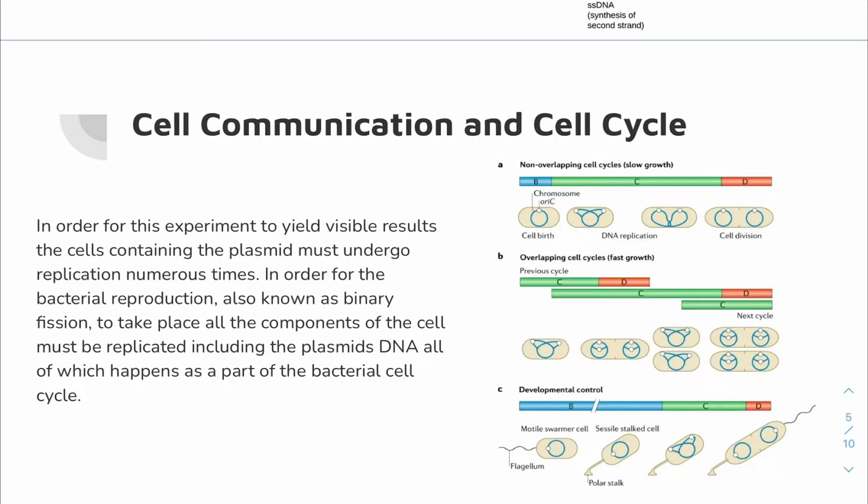is necessary for the proper reproduction, or as you can call it, the binary fission of these bacterial cells, which allows us to create our little colonies of bacteria with this plasmid, and allows us to see a glowing colony under UV light.